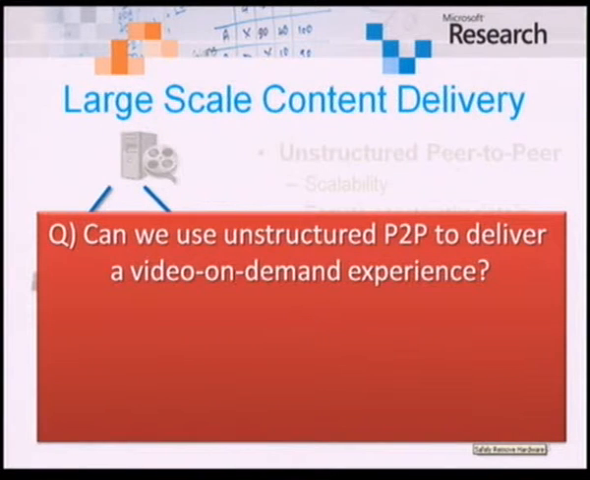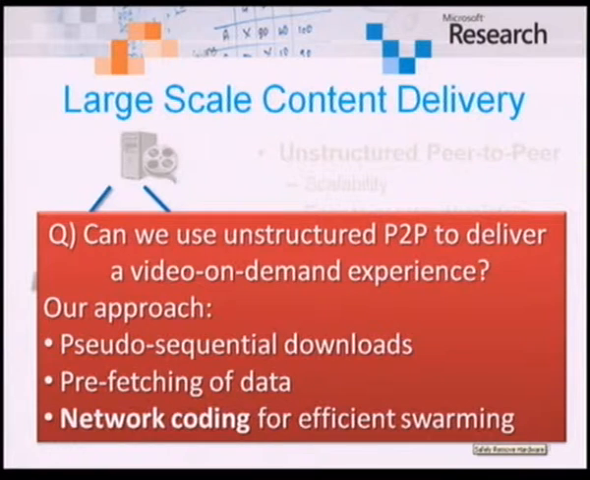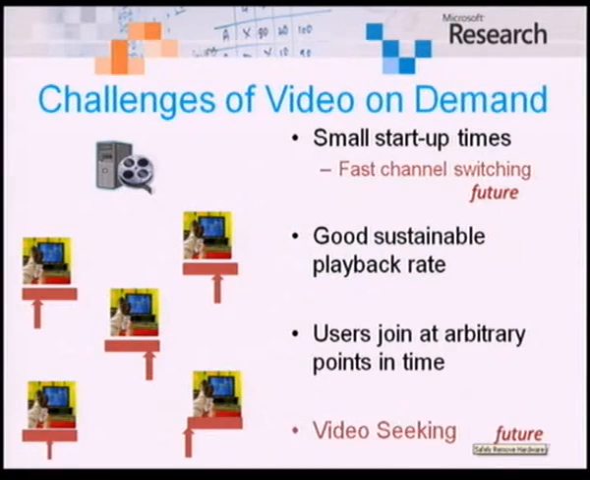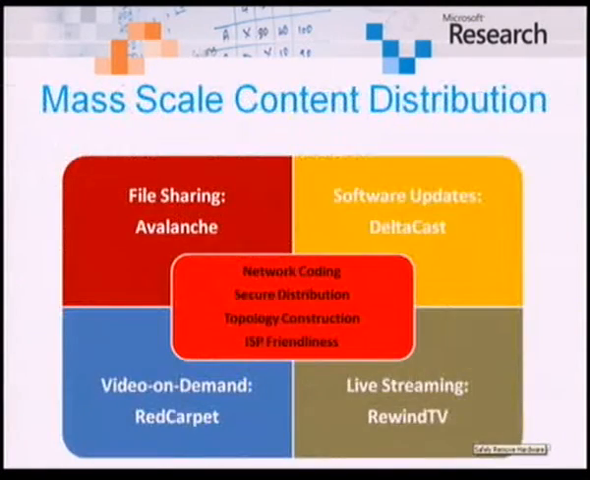So the question that we wanted to answer was the following: can we use unstructured peer-to-peer to deliver this type of video on-demand and live streaming experience? Our approach was to start from network coding, the idea that I introduced a little earlier for efficient swarming. Then we built algorithms for pseudo-sequential downloads and prefetching of data. I will not give you the details, but trust my word, it worked quite efficiently. These are some details about how it worked.